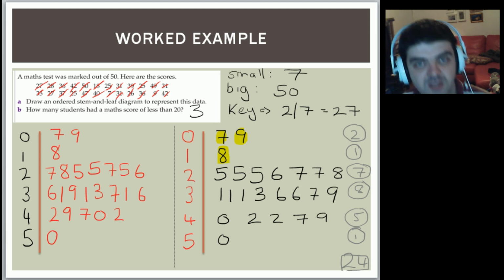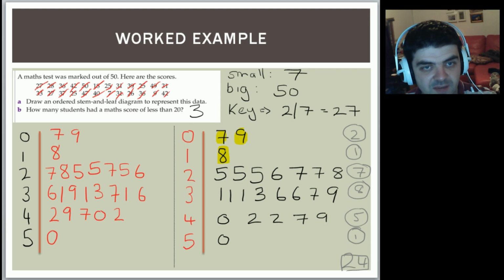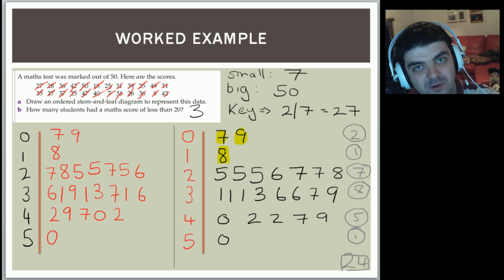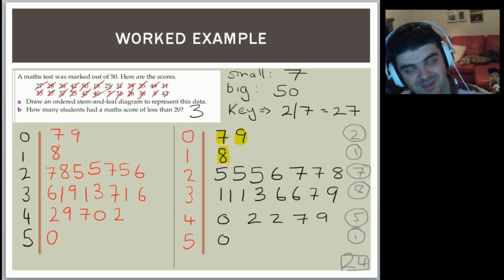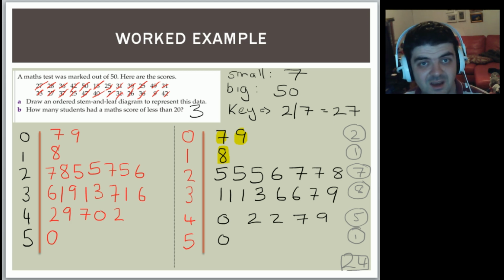Okay, so that's an ordered stem leaf diagram on the right. The one on the left is the one that you need to go through in order to put it in order first. So you do the unordered one first, then order it, and then you can answer whatever question you've got. So let's do another example.